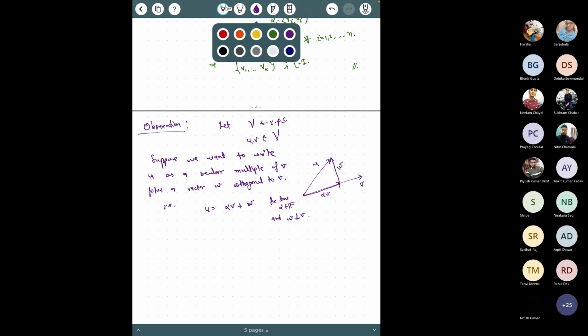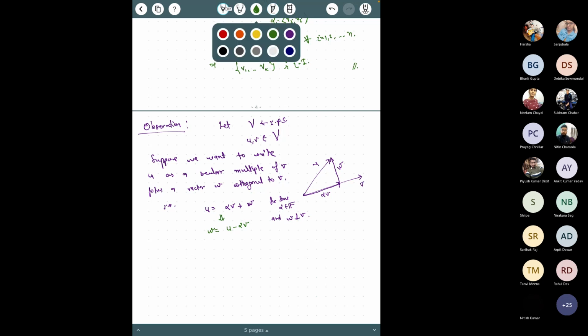If this is possible, then we know what w would be. If we can do this, then w would be u minus alpha times v. u and v are two vectors given to us, we started with these two vectors. So everything is known if we know alpha, because then we know w, and we can write u as alpha v plus w. What is unknown is alpha here. But it is easy to find this alpha.